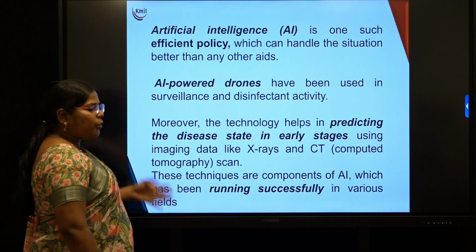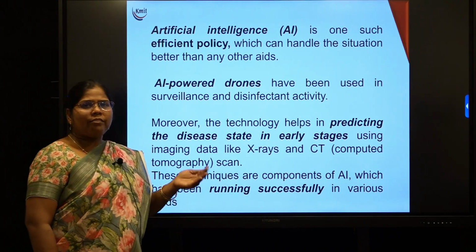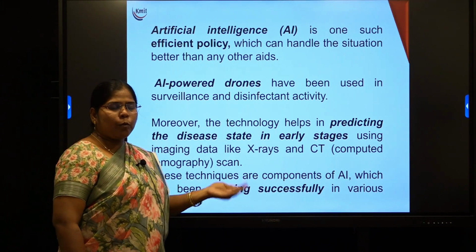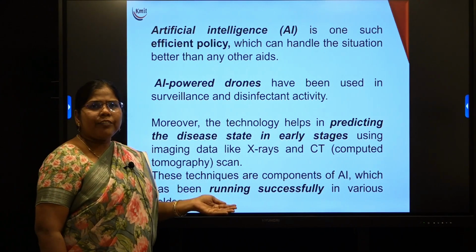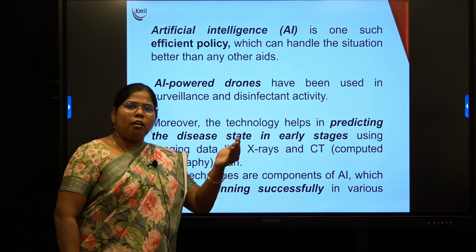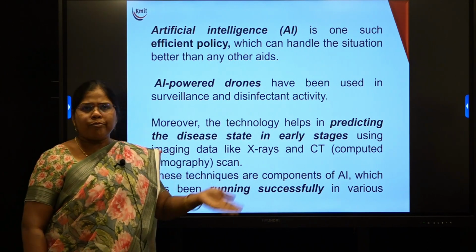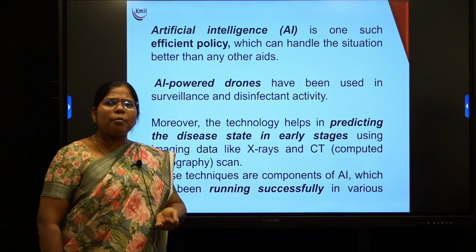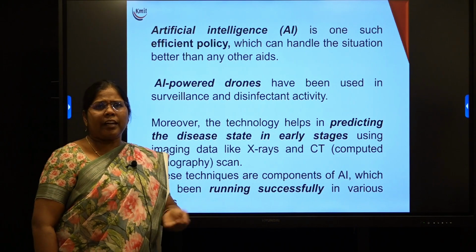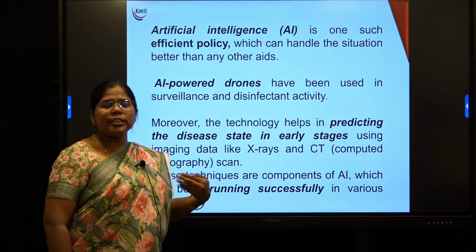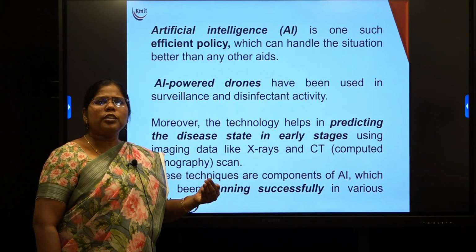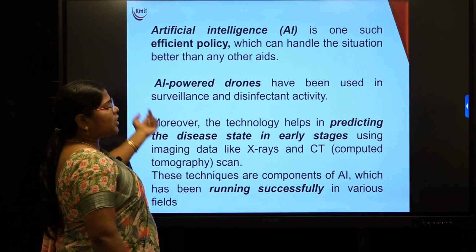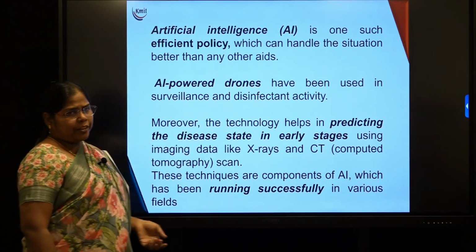artificial intelligence. Now we know that to travel from one city to another city, normally people use aeroplanes. But when they want to transport any medicines or some food, they always use drones between the cities. Normally for small villages, if they want to send things to contagious cities or villages, they used AI powered drones, which are used for surveillance and disinfection activity.